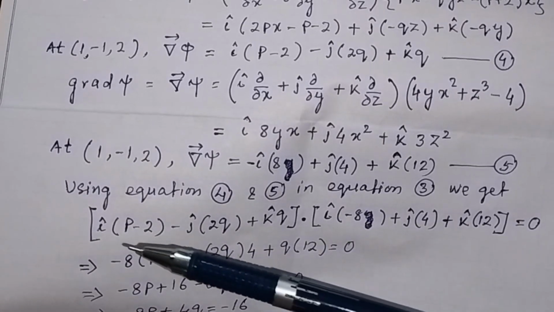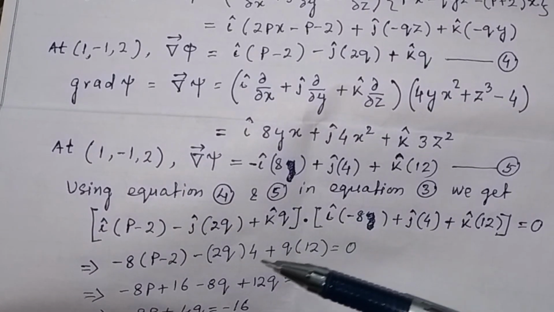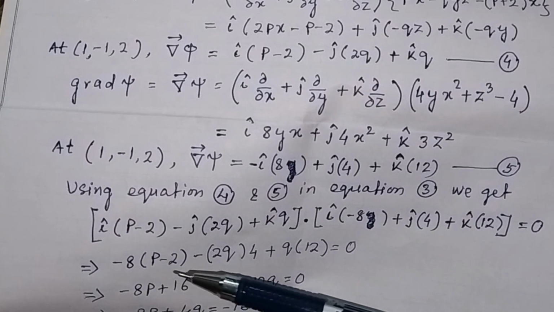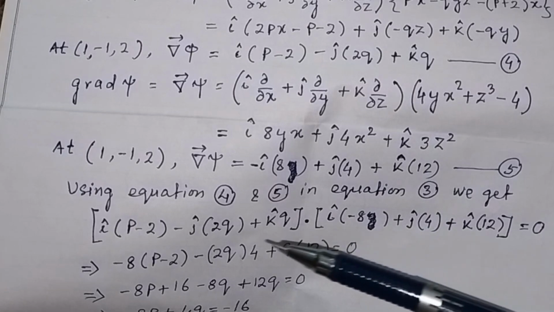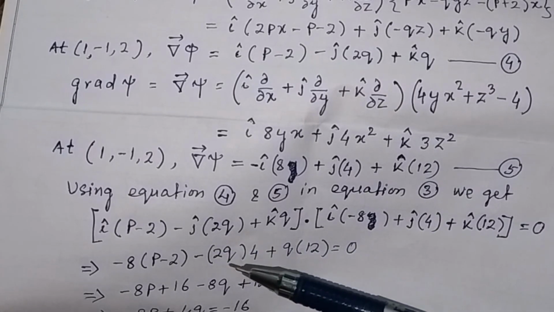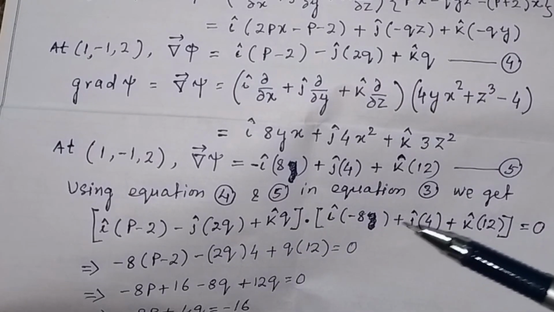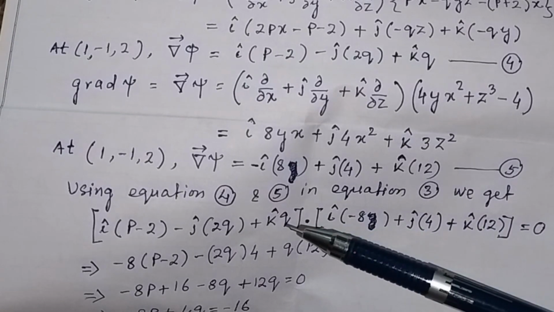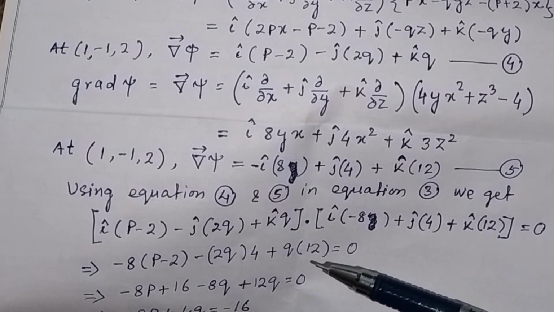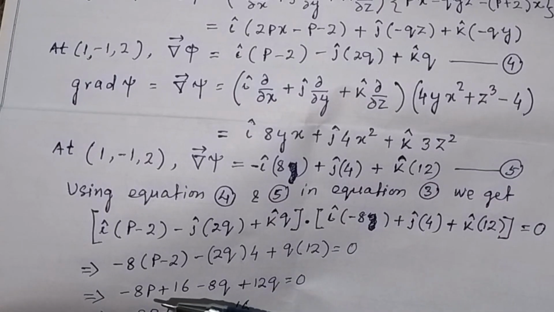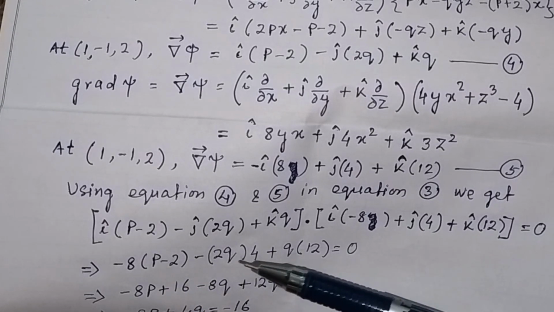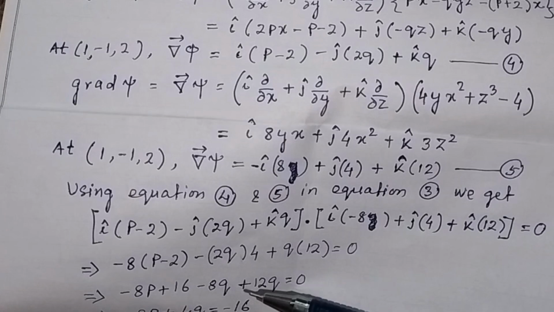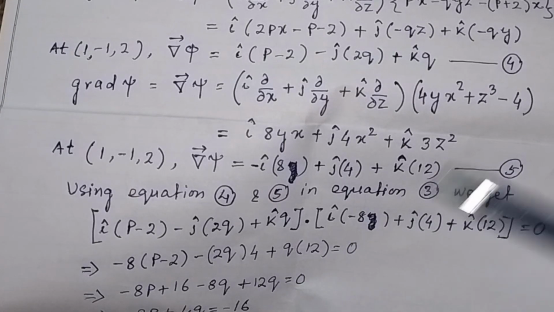And if you take the dot product, you have i cap dot i cap, that is equal to -8 into (p minus 2), and then you have j cap dot j cap, that is equal to 1. So you multiply minus 2q into 4, and for k cap dot k cap equal to 1, you will have q into 12, that will be equal to 0. So minus 8 into p plus minus again minus 8 into 2, 16, so plus 16, minus 8q plus 12q will be equal to 0.